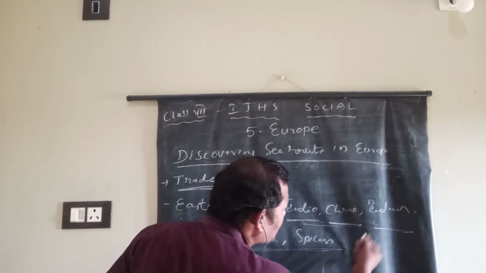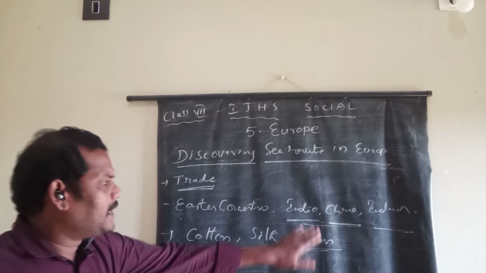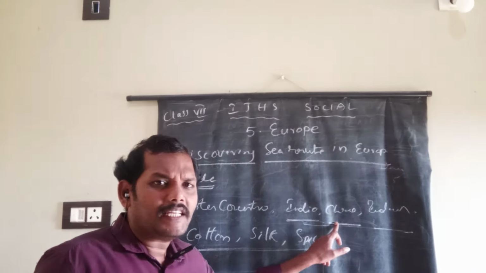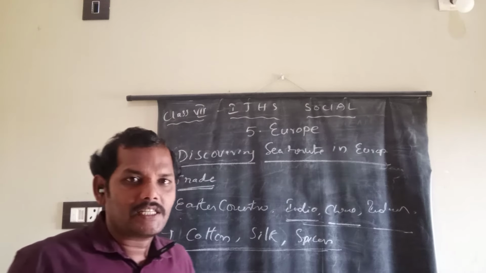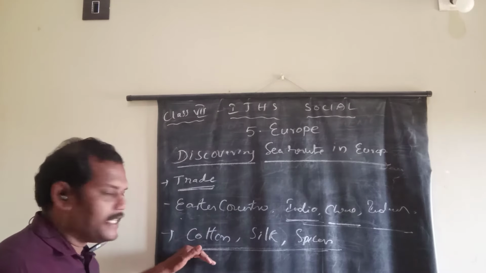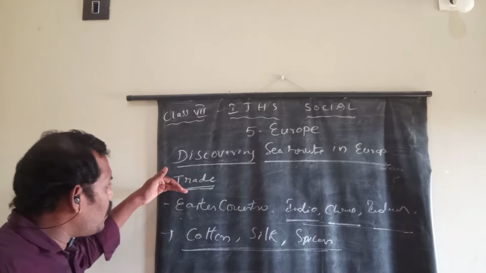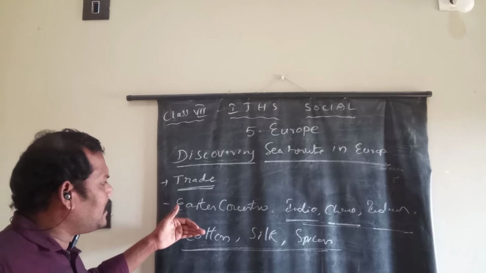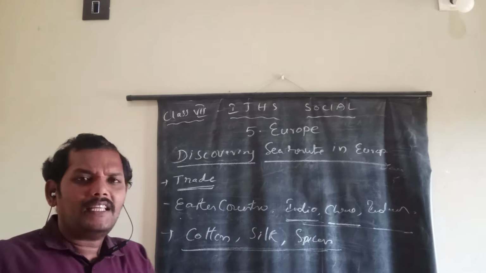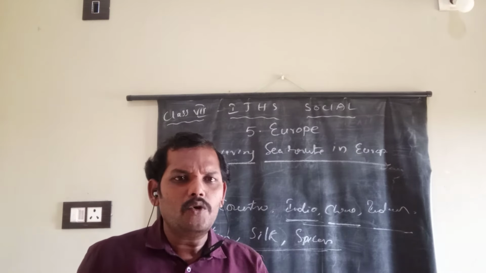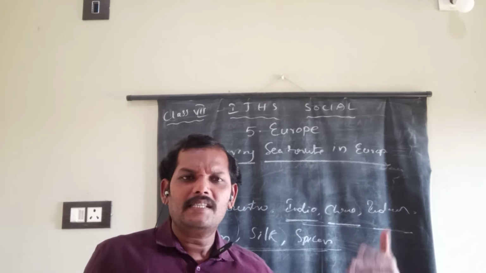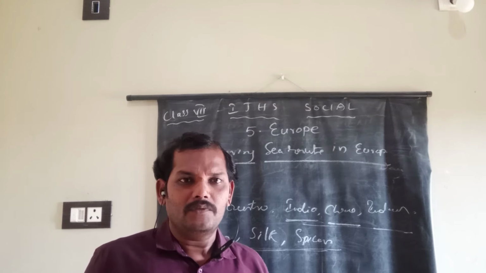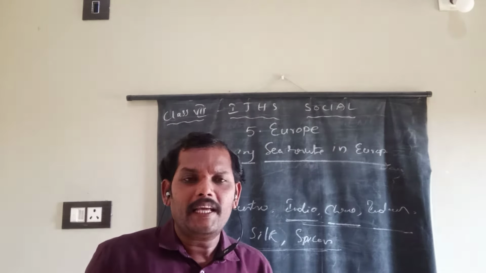These are mostly grown and available in countries like India, China, and Indonesia. That's why they are needed here. So the European people, from ancient times, collected these particular goods from these countries, purchased them, and sold them in the European countries. This helps in getting more profits.